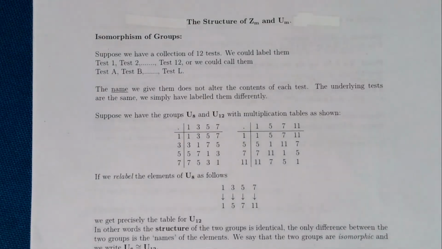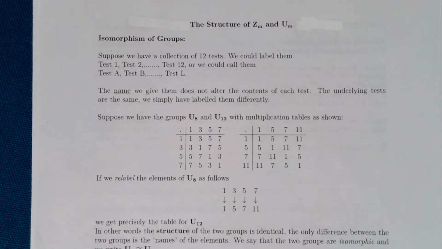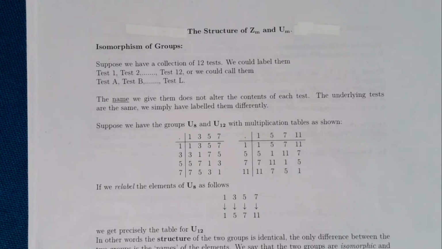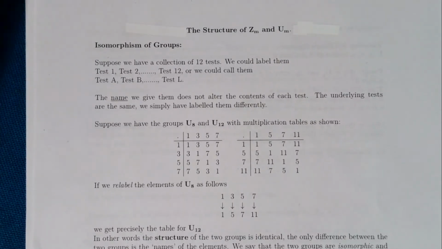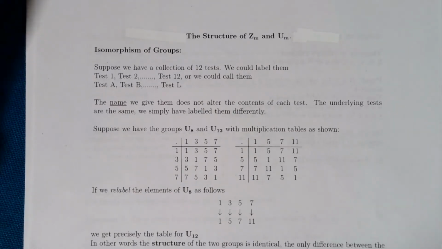Well, hello and welcome again to our journey into algebra and number theory. This section is called the structure of Zm and Um. It's probably the most technical and perhaps the hardest of the sections I'm going to record in this little series. But it will introduce you to some very important ideas, both from algebra and group theory, and also some very interesting ideas from number theory.